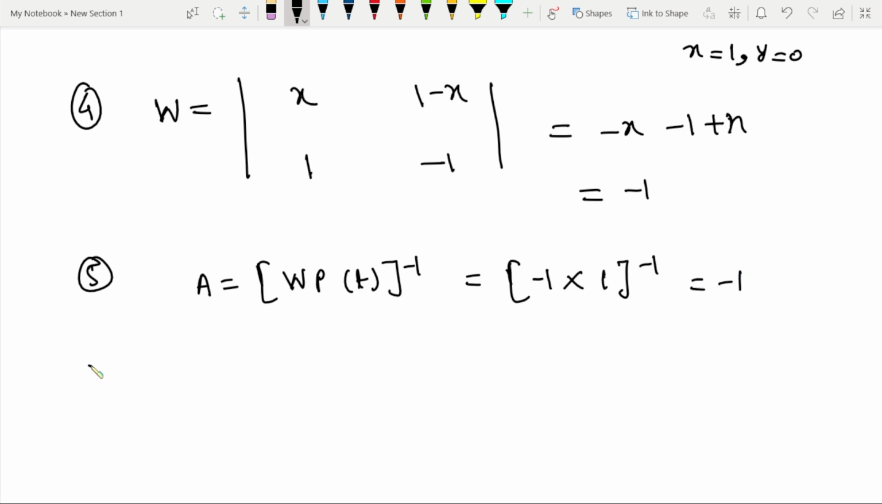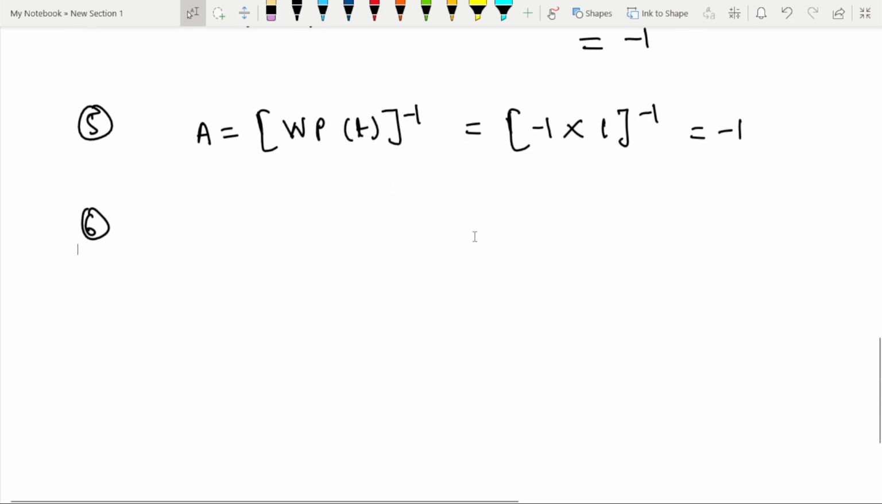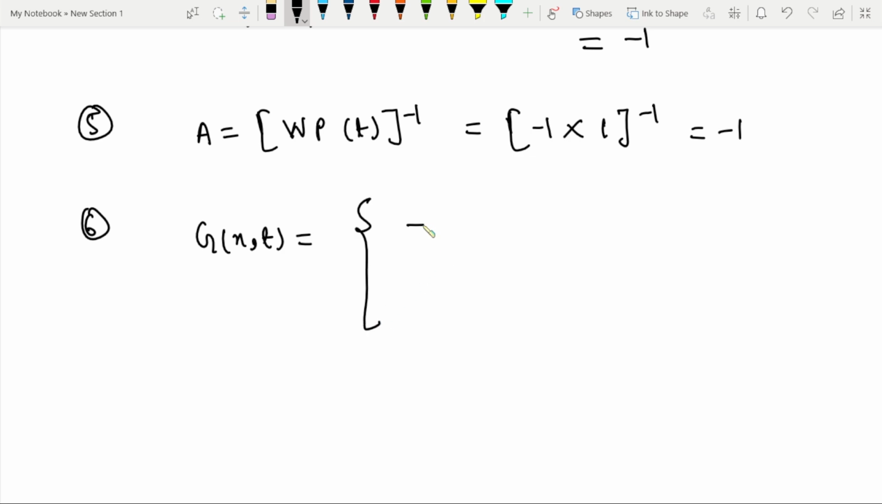So now our step 6 is the Green function. G of x,t is equal to A, and what is the value of A? Minus 1. Then y1(x), whose value is x, into y2(t). The value of y2(x) is 1 minus x, so y2(t) becomes 1 minus t. Okay, this is for the x less than t region.